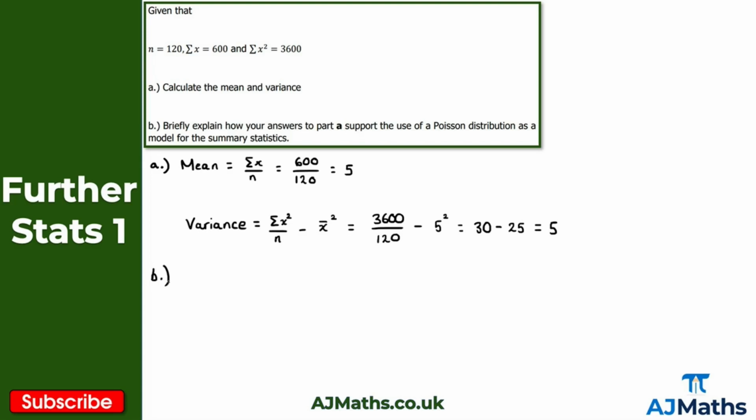So for B here then, it says briefly explain how your answers to part A support the use of a Poisson distribution as a model for these summary statistics. So in this case here, like we mentioned at the beginning of this video, because the mean here, which is 5, is equal to the variance, which is also 5, this does support the use of a Poisson distribution. So as the mean is equal to the variance, this supports the use of a Poisson distribution. Let me just write this down in full.